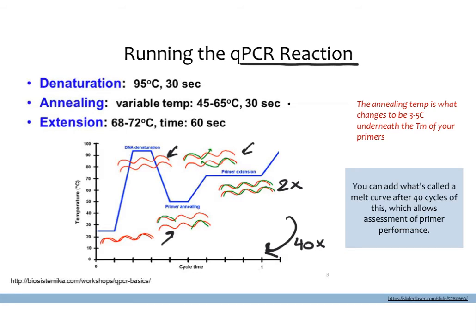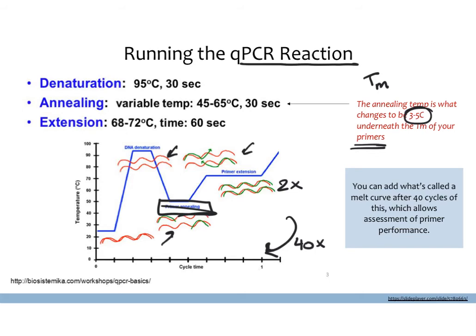Two things to note. One is that we talked about Tm. Tm, remember, was the melting temperature. And Tm is the temperature where half of your primers are basically not working. So you definitely don't want your annealing temperature to be higher than your Tm, because if it were, then your primers would not be annealing, and so you wouldn't get extension or amplification. So a good rule of thumb is that the annealing temperature should always be 3 to 5 degrees under the Tm of your primers. And of course, that depends on your primers all having a similar Tm.